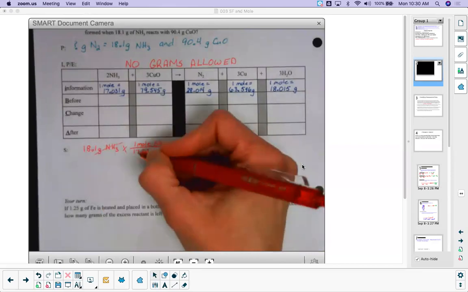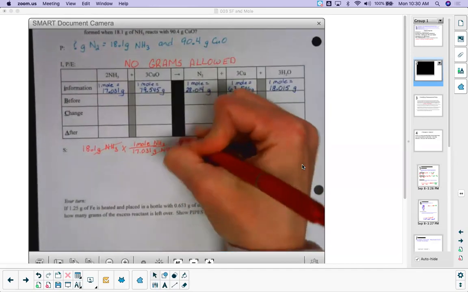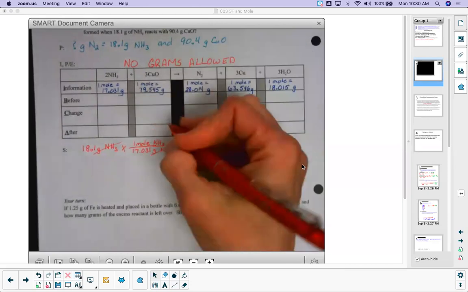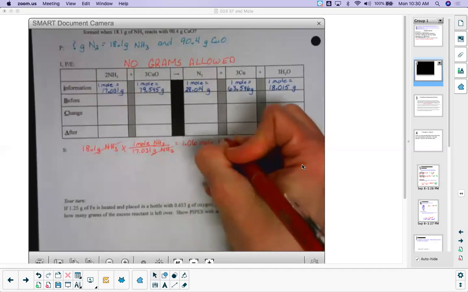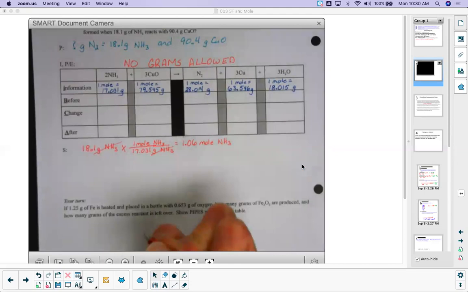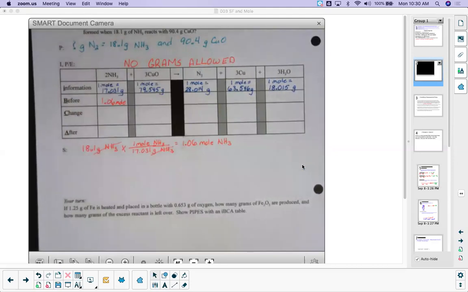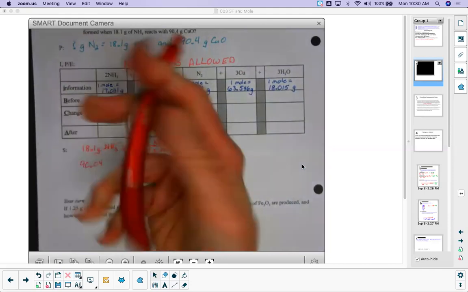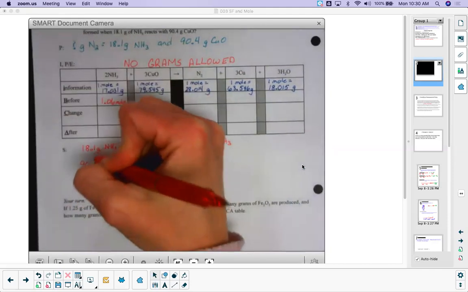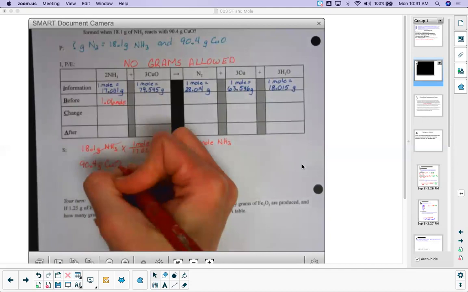Three significant figures, 5 significant figures, keep 3 in my answer. 1.06 moles NH3. Aha, I can put that in. I'm going to do the same thing to my 90.4 grams of CuO.